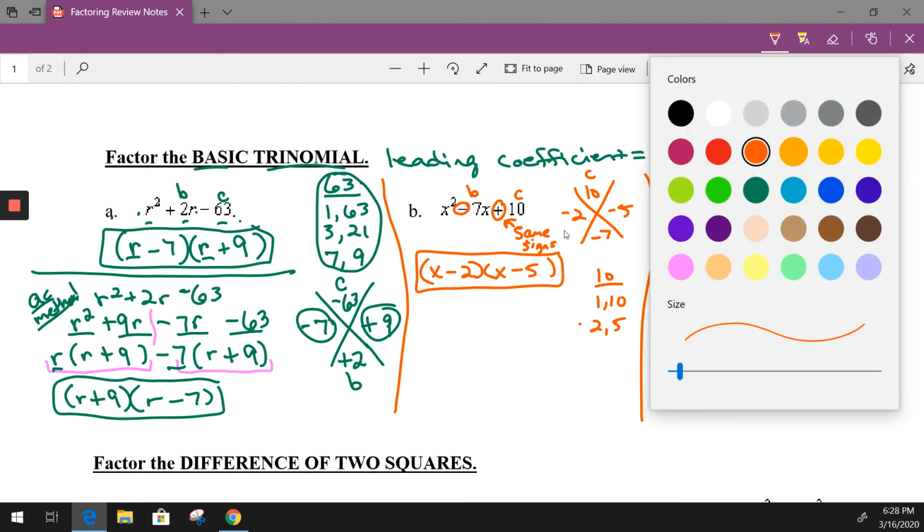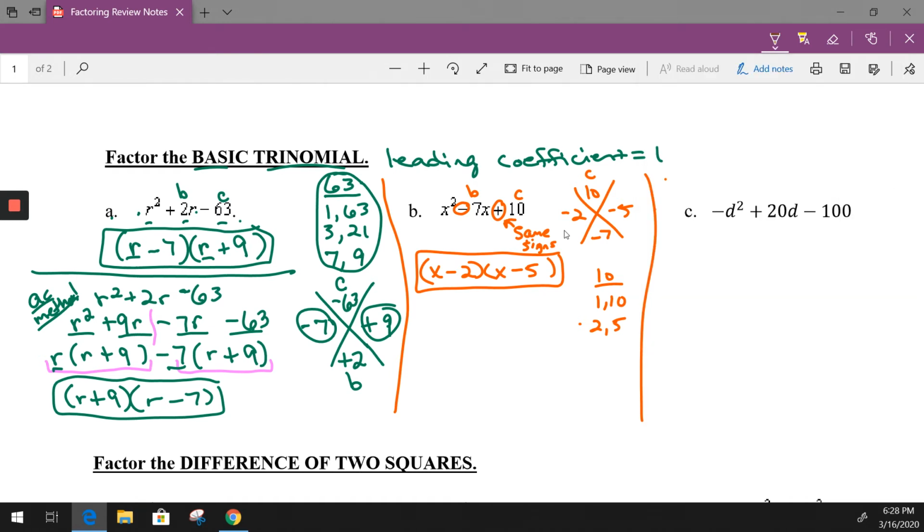All right, so this next one here, we have, again, a trinomial, but your leading coefficient is not 1. It is negative 1, which means we need to factor out that negative 1. When you factor out a negative 1, you're still going to have 3 terms like we started with, but all the signs are going to change. So when we factor out a negative 1, the d squared becomes positive. This positive 20 becomes negative 20, and the negative 100 becomes a positive 100.